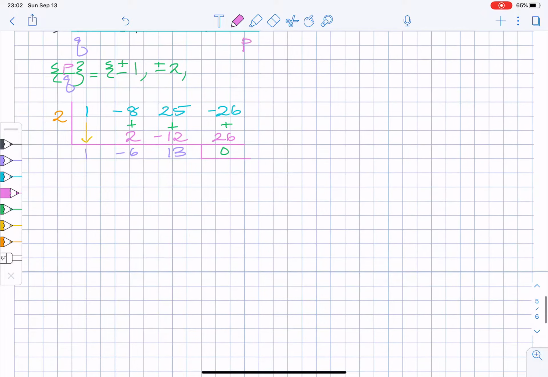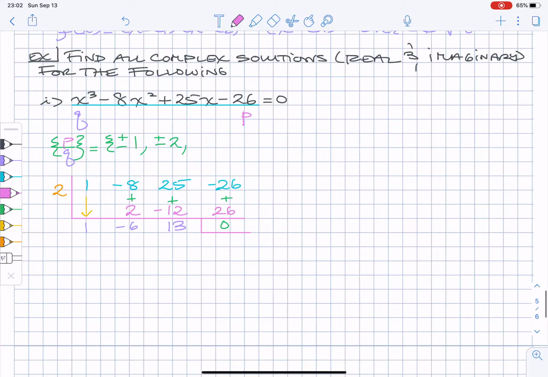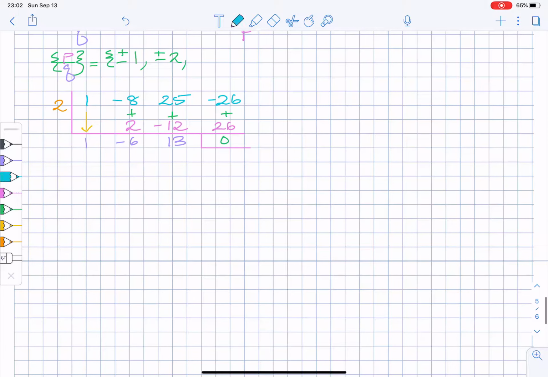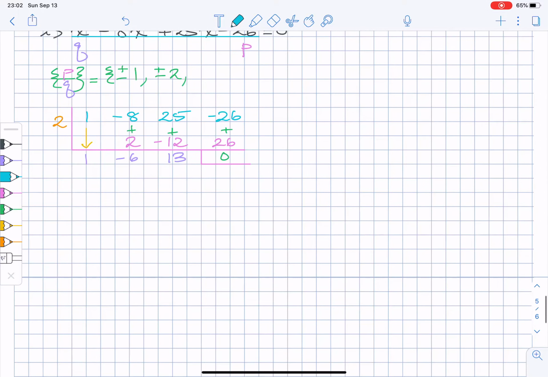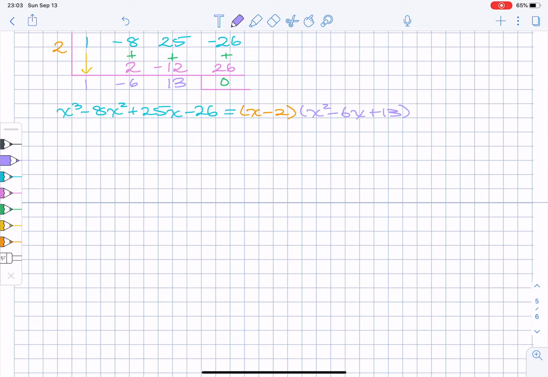Okay, so now what two integers multiply to 13 and add to negative 6? Well, that's going to be pretty miserable, isn't it? Well, let's look at this. So I know right now I can write my x cubed minus 8x squared plus 25x minus 26 as x minus 2 times the quotient x to the second power minus 6x plus 13. Okay, well, let's use the quadratic formula.